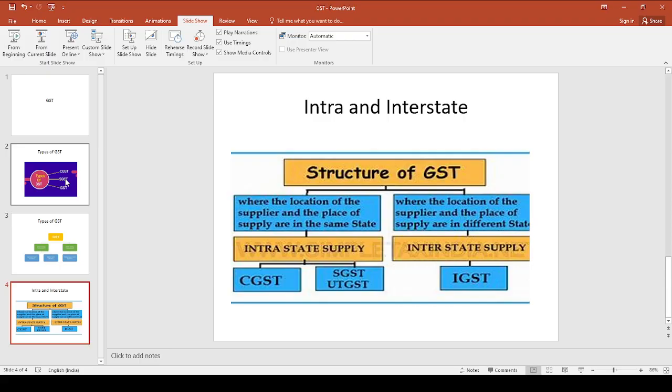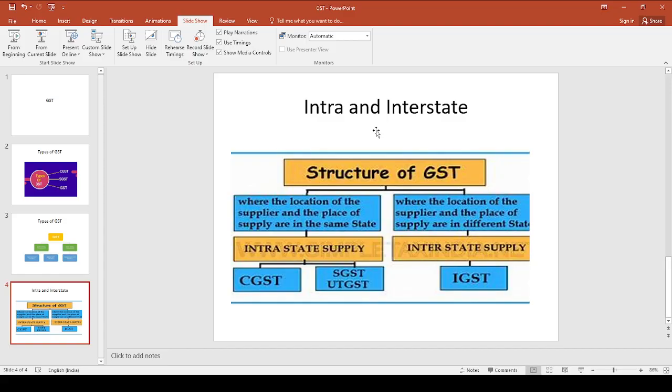IGST will be collected by the central government. So the dual structure of GST basically includes two types of transactions. One is happening within the boundaries of the state, and another one is crossing the boundaries of the state. So if the transaction is happening within the boundaries of the state, we will call it intrastate transactions, and if the transactions are crossing the boundaries of the state, we will call it interstate transactions.